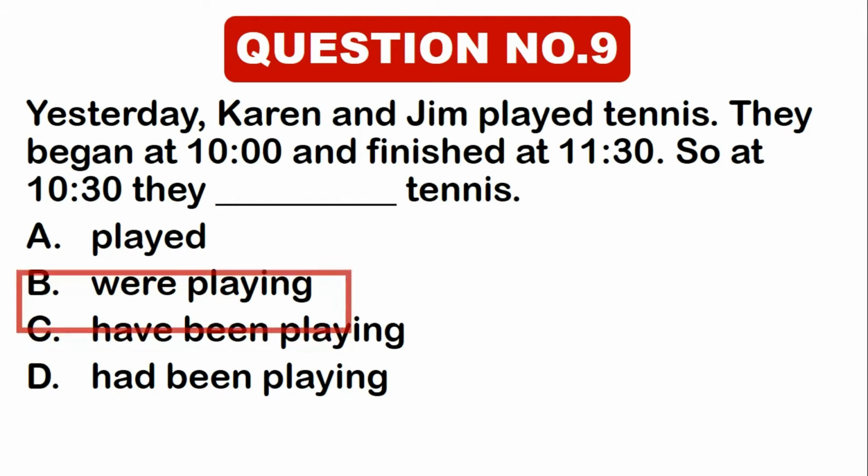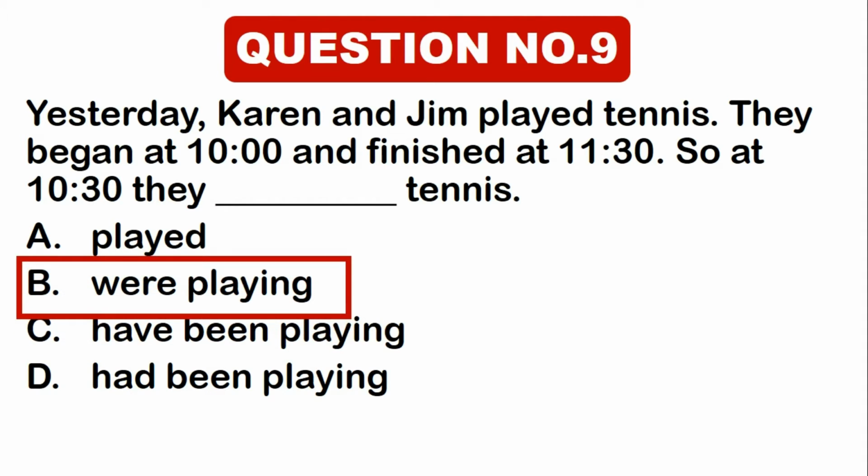The correct answer is letter B, they were playing tennis. This is the correct use of the past continuous or the past progressive form or tense of the verb. The structure is was or were plus verb ing. Were playing, was eating, were walking.